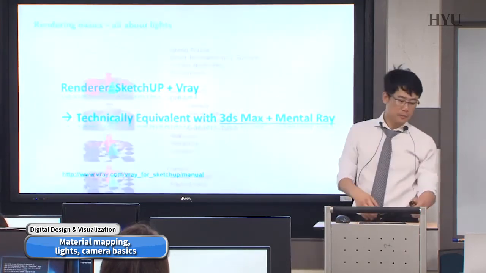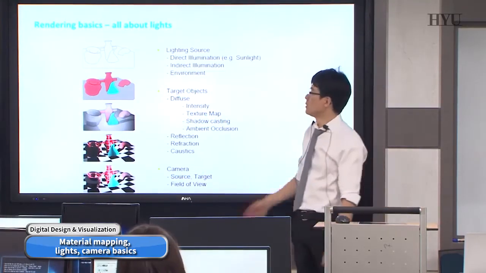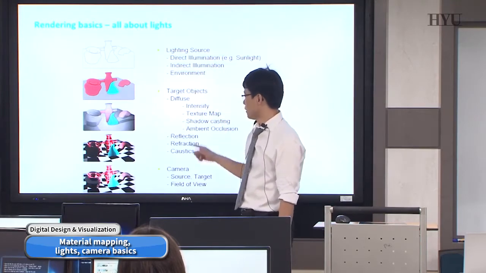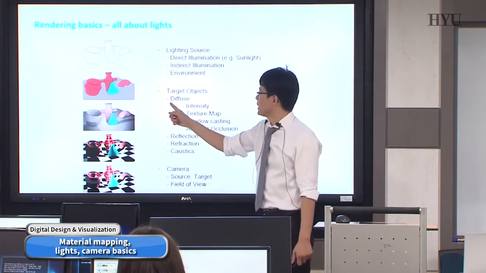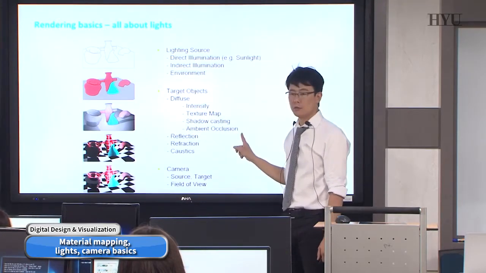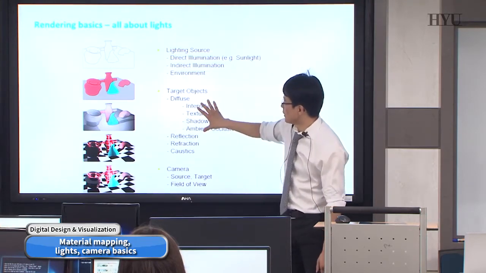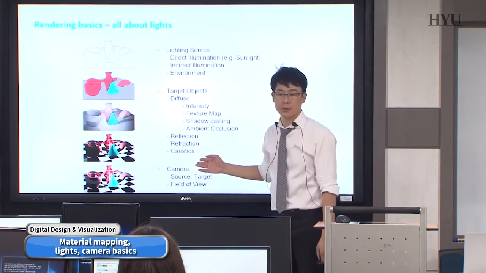Something like that. Anyway, last week I introduced you that rendering is all about lights. We need to use a lighting source, target objects, camera, that's it. Sub-components, even under diffuse: intensity, texture map, shadow casting, ambient occlusion, lots of things you need to know. But this is exactly the same under reflection, under refraction, and so on.